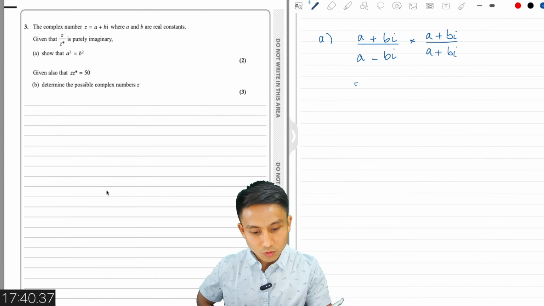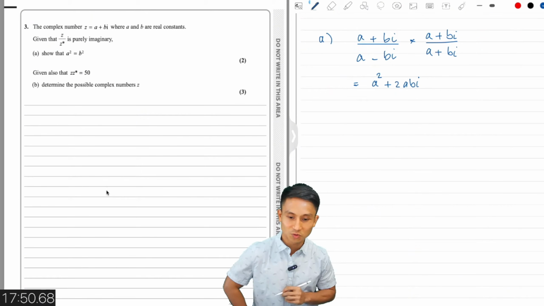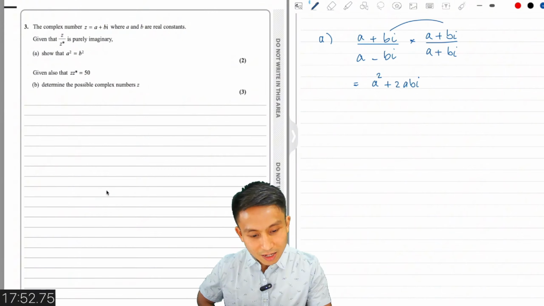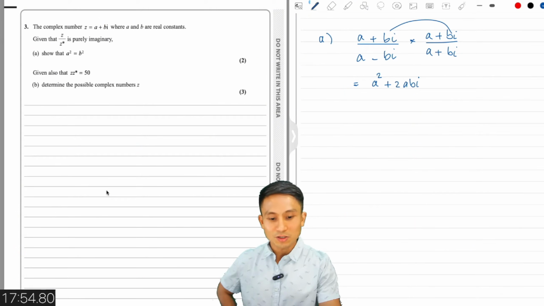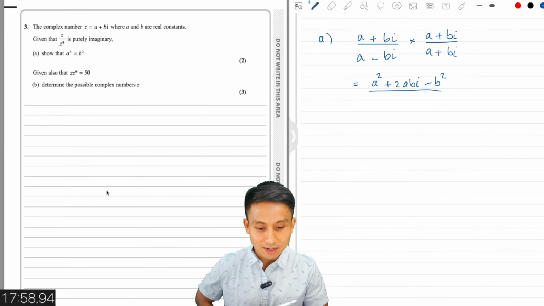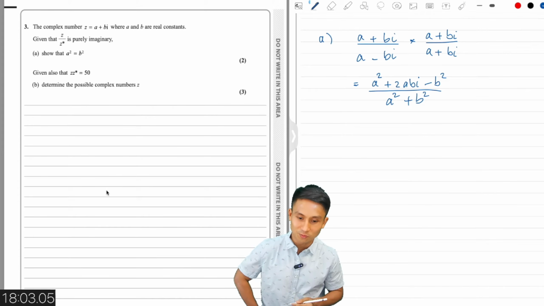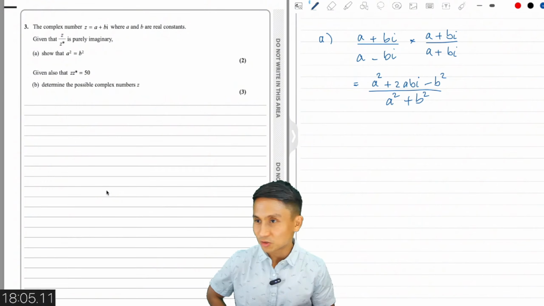Yeah. So you would get on the top, it would be a squared. A multiply a. And then you have 2 of the abi, right? 2 of the abi. And then the last times the last here, you get b squared times i squared. So that's minus b squared, right? Divided by, well, this one would be a squared plus b squared. If you have done a lot of practice, you will see that it's always a squared plus b squared there.